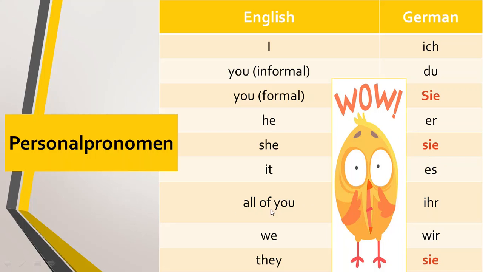"All of you" here means that I as a person am talking with two or more people, or I could be talking with two or more pets of mine. For example, if I own two cats, then I could be talking to those cats and referring to them as "ihr". So it's not only for people but also for animals and pets particularly.